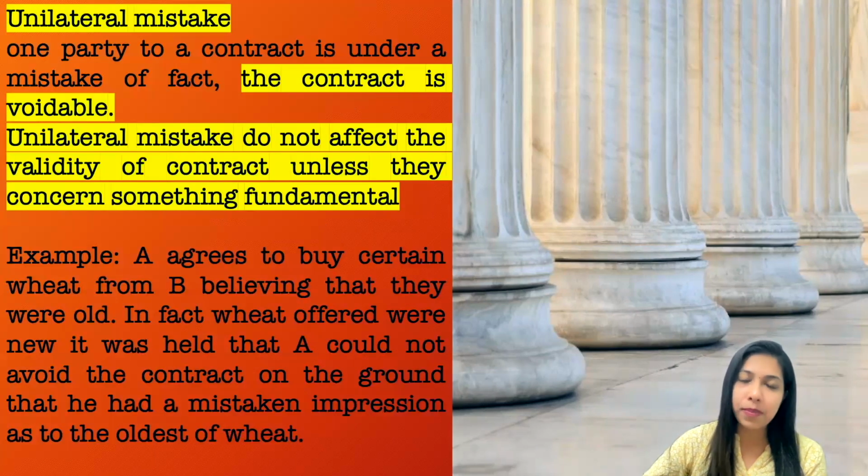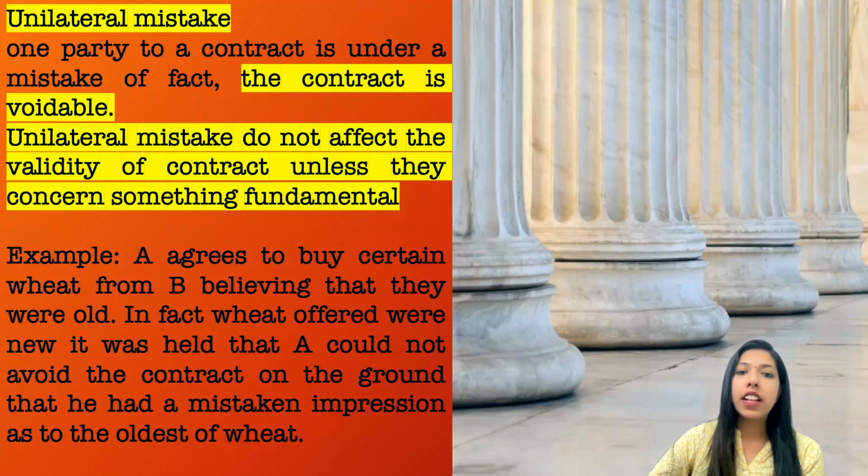Next is unilateral mistake. The meaning is that when one party to a contract is under a mistake of fact, the contract is voidable in nature. A unilateral mistake means one person is under a mistake of fact. And unilateral mistakes do not affect the validity of the contract unless they concern something fundamental.